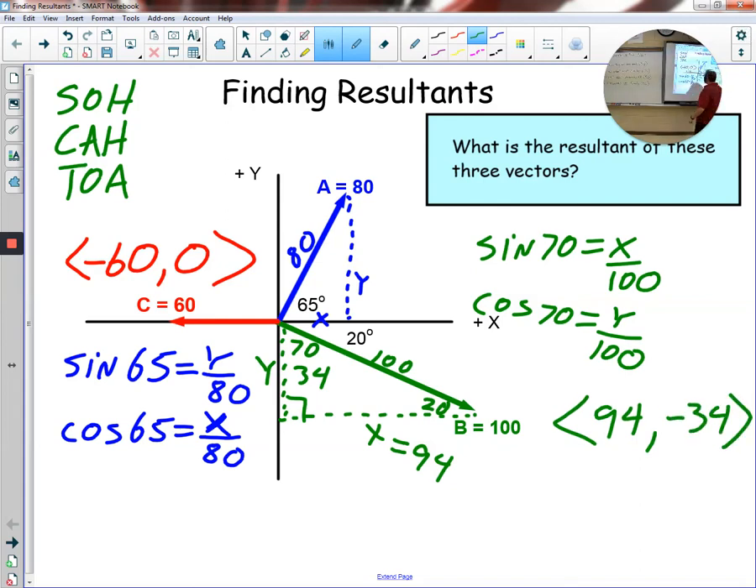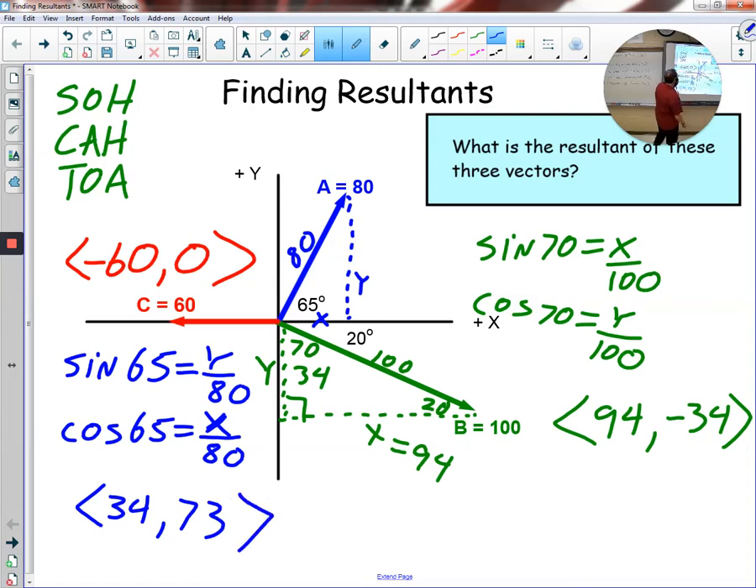Okay. Gentlemen working on the blue triangle. Ruth, you got an x for me? I got 33.8. Let's call it 34 then. Okay, so your x is 34. Darius, you got a y? 72.5. We'll call it 73. And it's positive because it's going up, right?